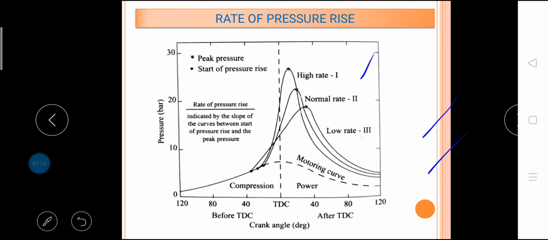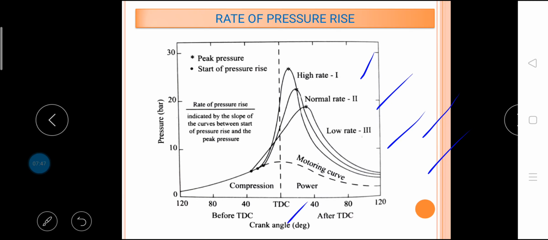Curve 1 is for a high, curve 2 for the normal and curve 3 for a low rate of combustion. It is clear from these figures that with a lower rate of combustion, longer time is required for the completion of combustion, which necessitates the initiation of burning at an early point on the compression stroke. Also, it may be noted that a higher rate of combustion results in a higher rate of pressure rise, producing higher peak pressures at a point closer to top dead center.